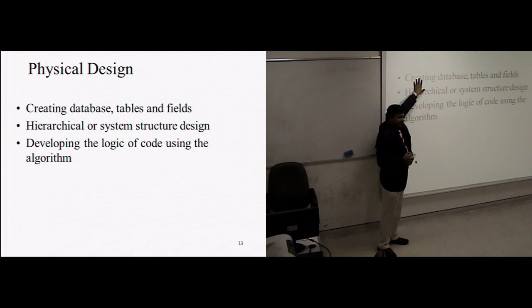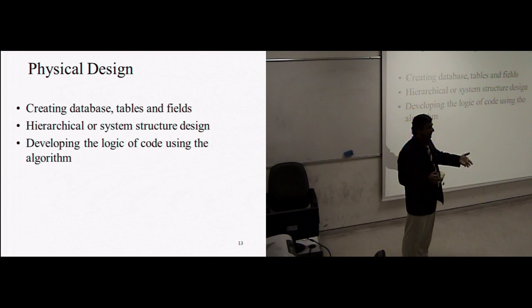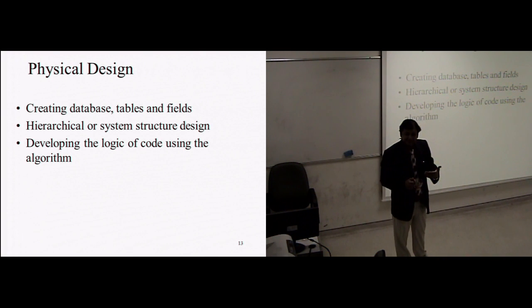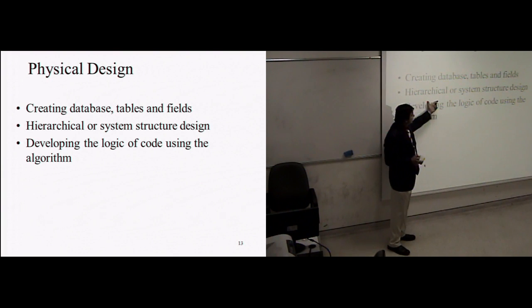Now after the normalization, you already have the normalized data. You just physically create the database: schema, tables, fields, primary key, foreign key, and then the hierarchical or system structure design.